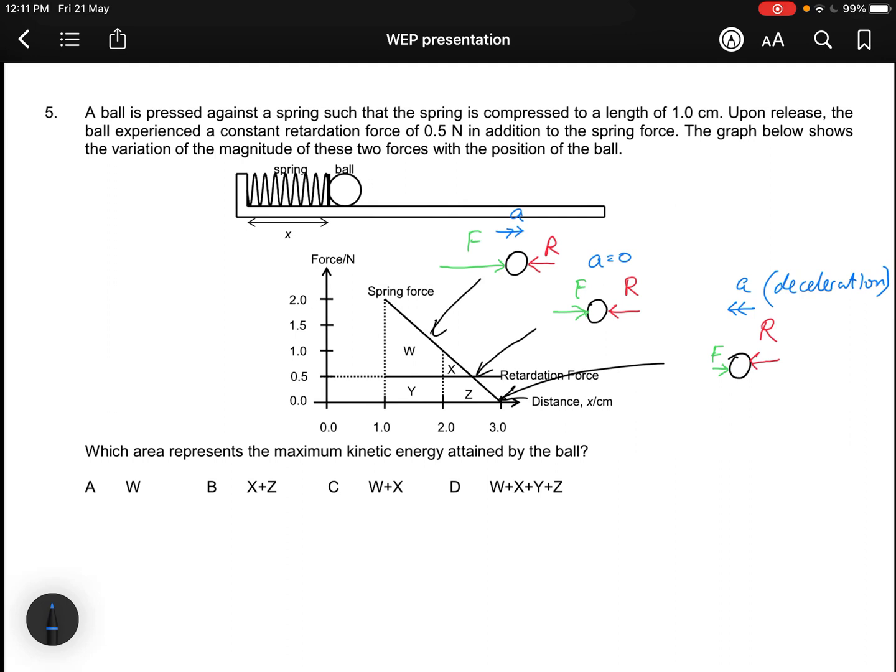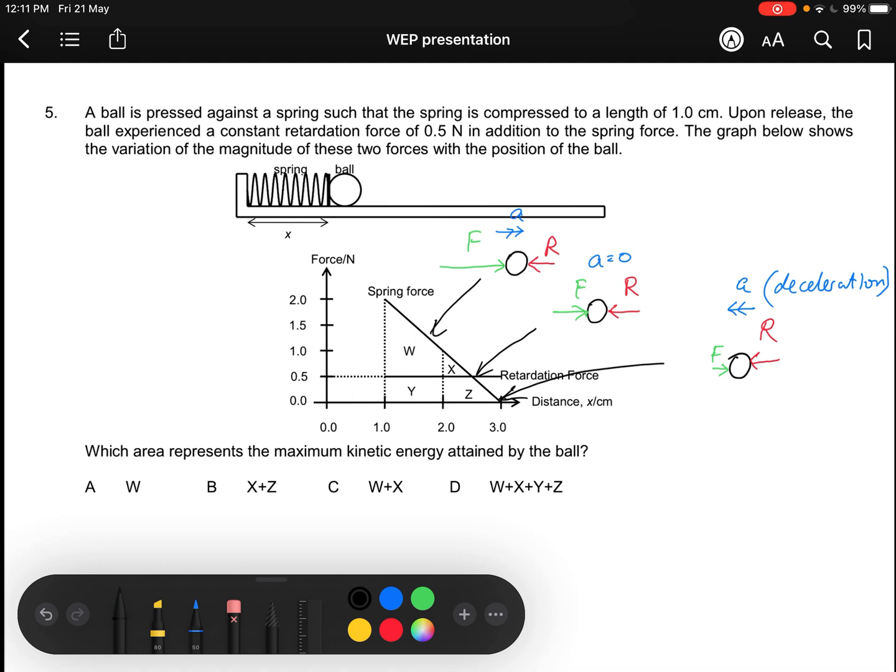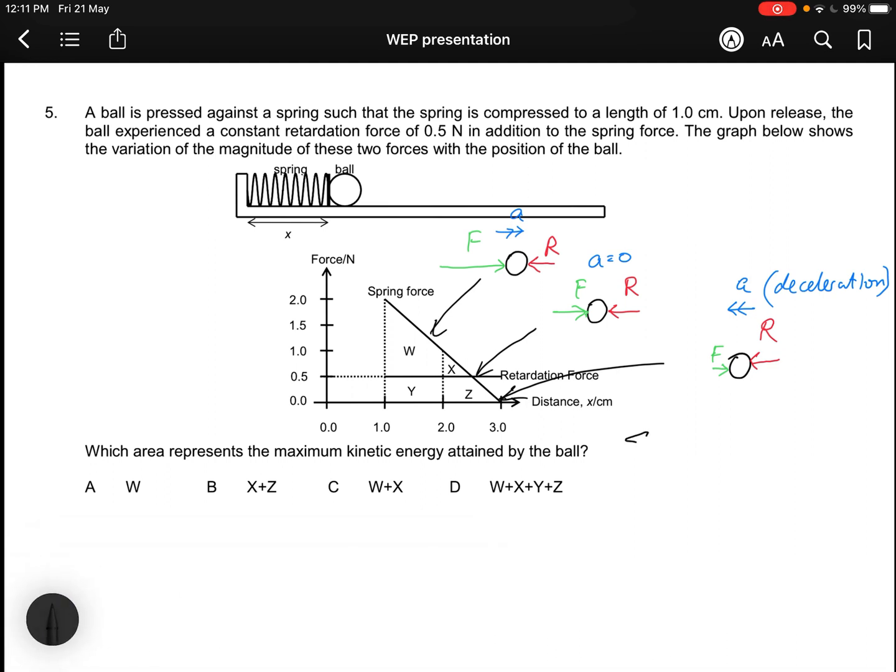So with that, it's not difficult to tell that the maximum KE will fall at 2.5 cm or around there. And which area represents the maximum KE? We can apply the work energy theorem. So net work done equals change in KE.